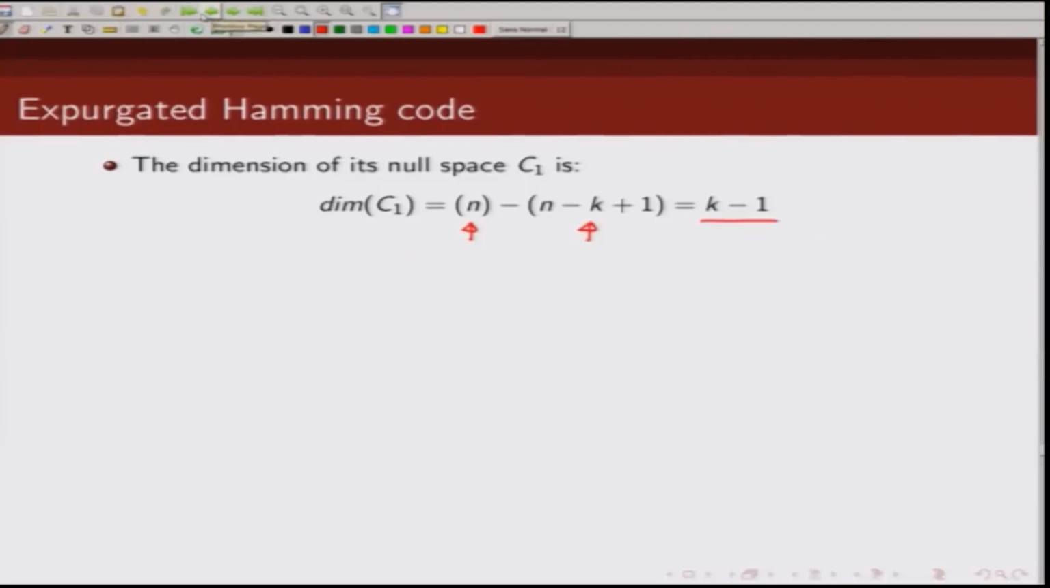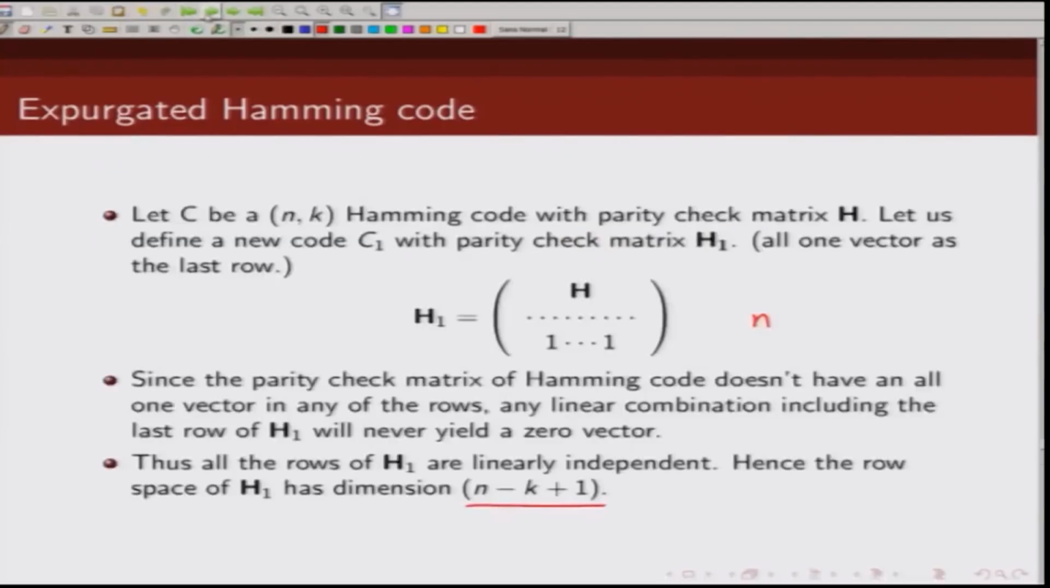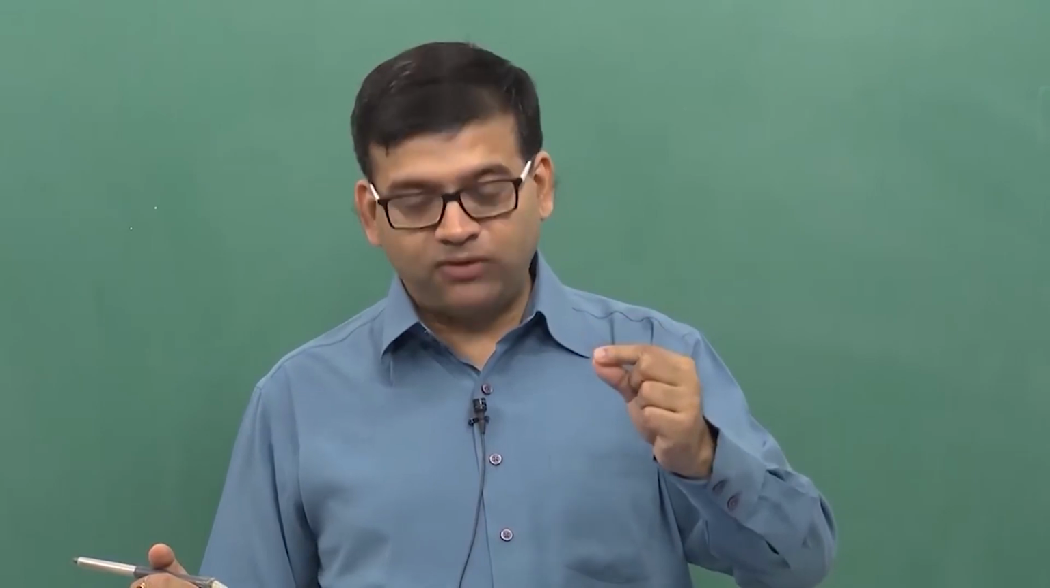If V is a valid code word, then we know V H transpose should be 0, and the last row of H1 has all ones. So, when we take the transpose, the first column will be all ones, and when we do V H1 transpose, what we will get is, let us say the components of V are V0, V1, V2.